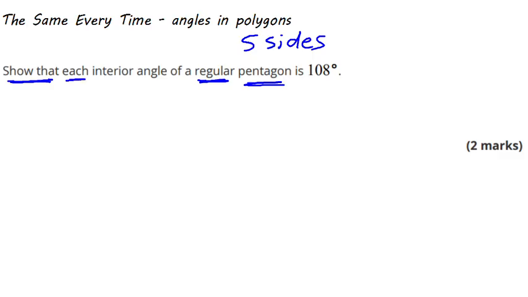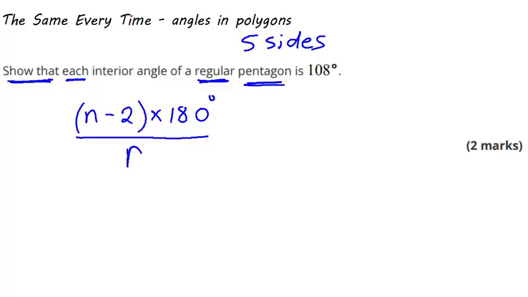The other thing, show that each interior angle. So they want the size of one interior angle. So we know that the size of the total of the interior angles is n minus 2 times 180 degrees. If I want the size of just one of them, though, if it's a pentagon, there are 5 sides, so that makes also 5 angles. So I need to divide that. If I want to know the size of just one angle, divide that by the number of sides. Well, I've written down my formula there. Let's put some numbers in.